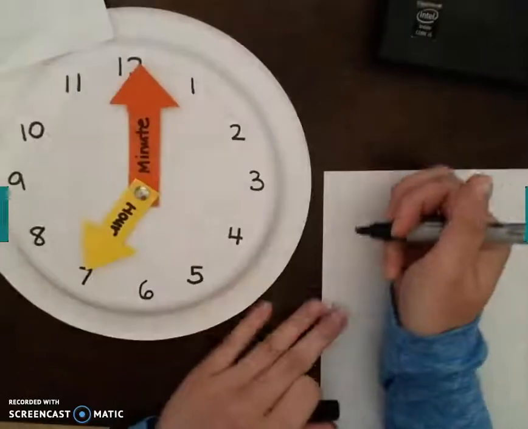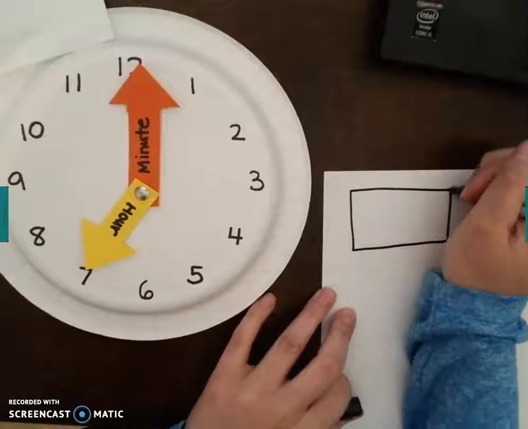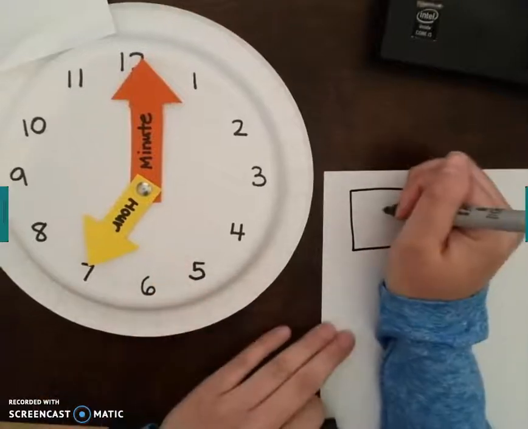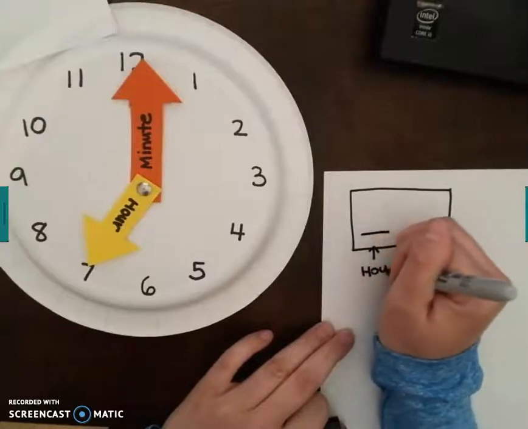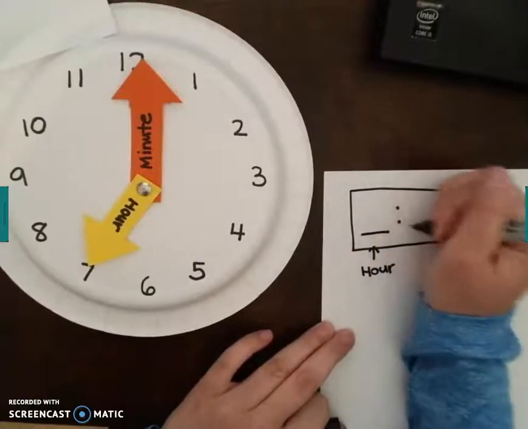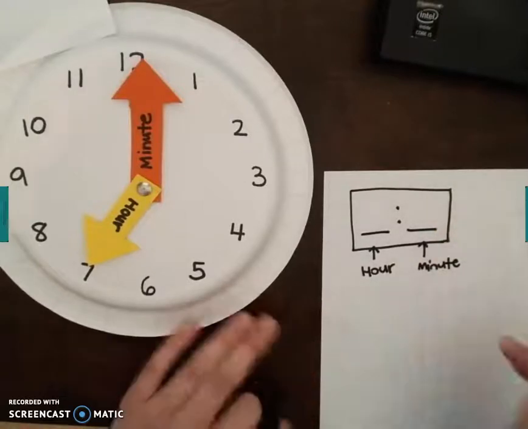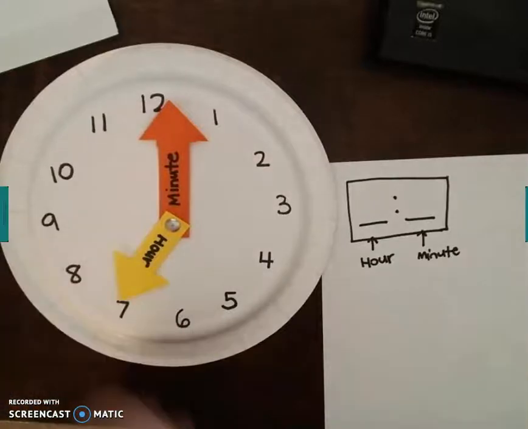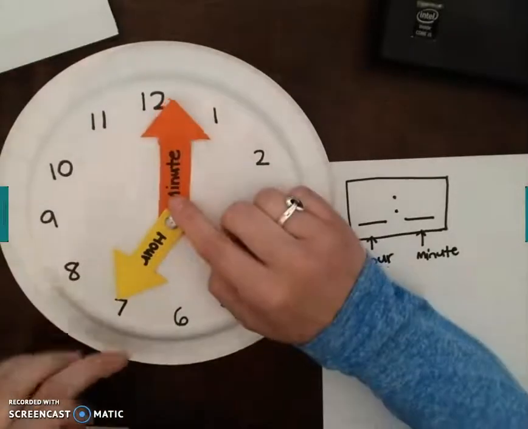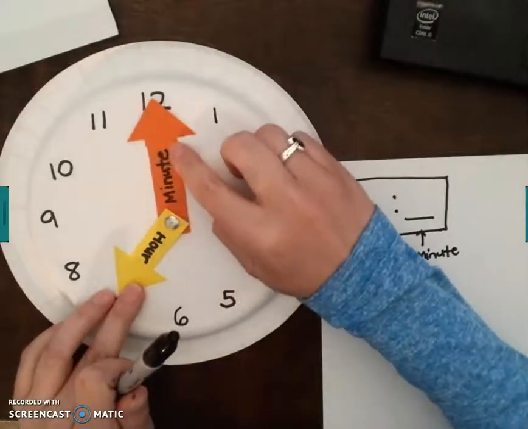So let me show you, like if it was a clock. This would be a digital clock. Right here we have an analog clock. So this is where my hour hand would go, and this is where my minute hand would go. So the hour hand always comes first. You always say the hour first, and then followed by the minute. The minute hand is my longer hand.